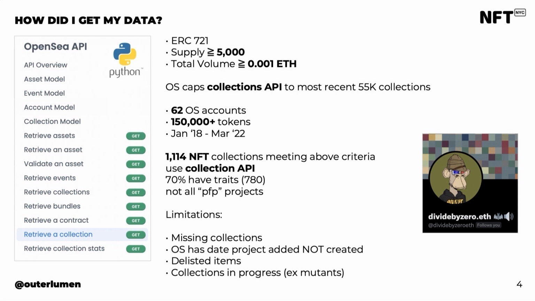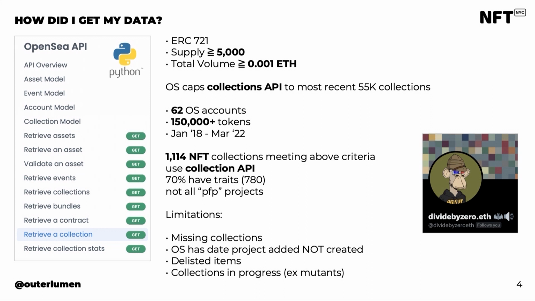And then I used the collection API to pull the traits. And out of those, there were 70%, 780 projects, that actually had traits listed on OpenSea. And then not all of them were PFP projects. Some were like Decentraland wearables. Anyway, there are obviously some limitations to this before I go into some of this fun data viz stuff.